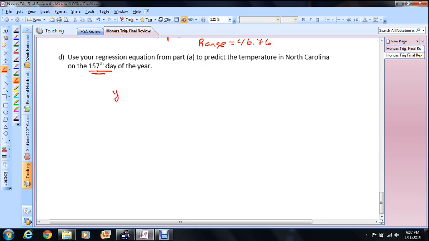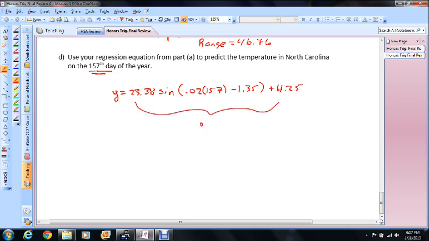So we're going to substitute the 157 in where we see X in our equation. So I'm going to write y equals 23.38 sine of 0.02 times 157 minus 1.35, plus 61.25. Well, what do we get? We get 80.9 degrees. So approximately 80.9 degrees is our final answer.